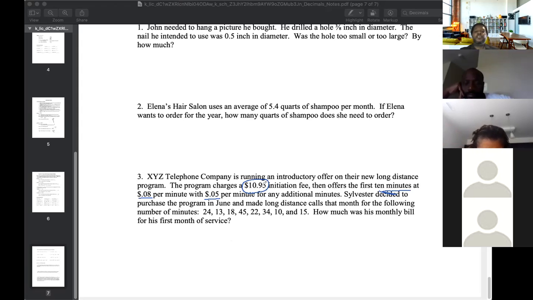So you know he's going to get charged $10.95, and then he gets charged 8 cents per minute for the first 10 minutes, and then 5 cents per minute for any additional minutes.